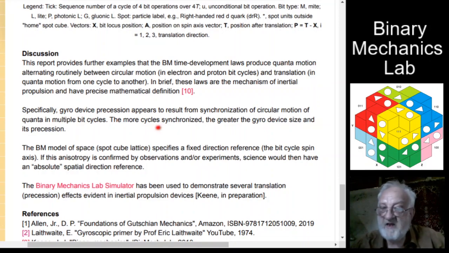The binary mechanics model of space, the spot cube lattice, specifies a fixed direction reference, the bit cycle spin axis. If this anisotropy is confirmed by observations and or experiments in a convincing manner, science would then have an absolute spatial direction reference, something to think about. The Binary Mechanics Lab simulator has been used to demonstrate several translation precession effects evidenced in inertial propulsion devices, which will be in a forthcoming presentation.